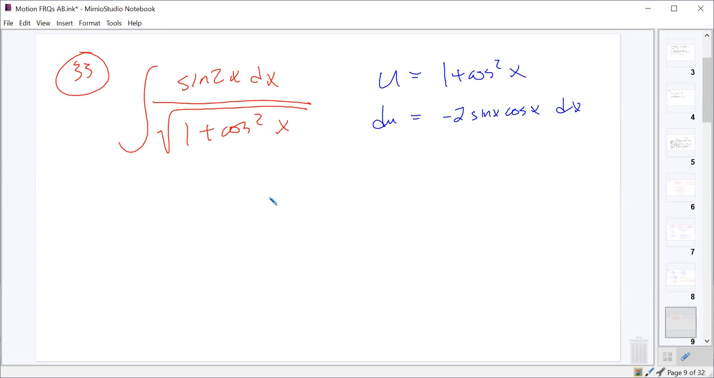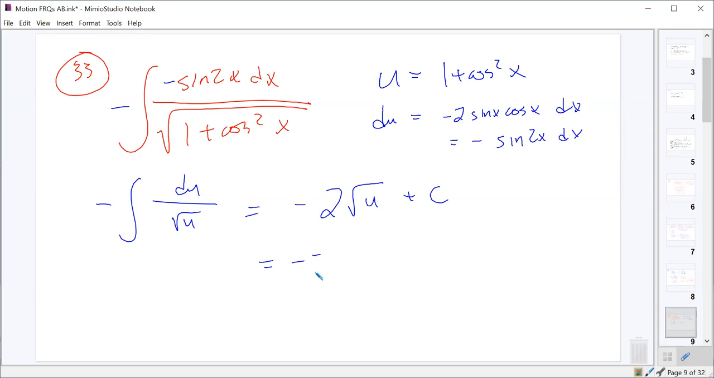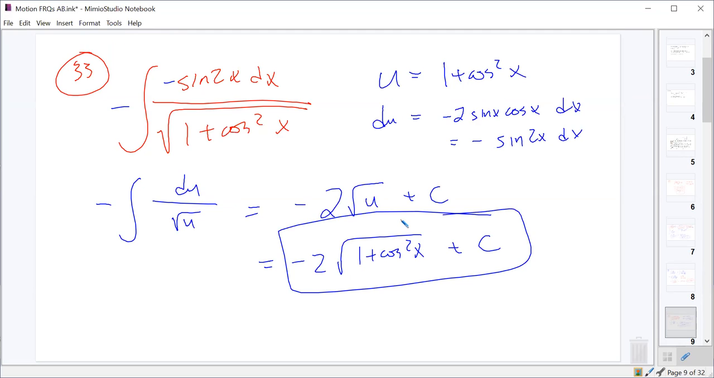That'd be the derivative of cosine squared x. Yep. And what do we know about negative 2 sine x cosine x? What is that the same as? Yeah, it's a negative sine 2x dx. So we can just put in a negative, and we have the opposite of the integral of du over root u. And what's the integral of 1 over root u? That's u to the negative 1/2, right? So we'll go up to positive 1/2, divide by half. So the negative stays: negative 2 root u plus a constant. Or negative 2 root 1 plus cosine squared x plus the constant, which looks like it's choice A. Yeah, look at that, choice A.